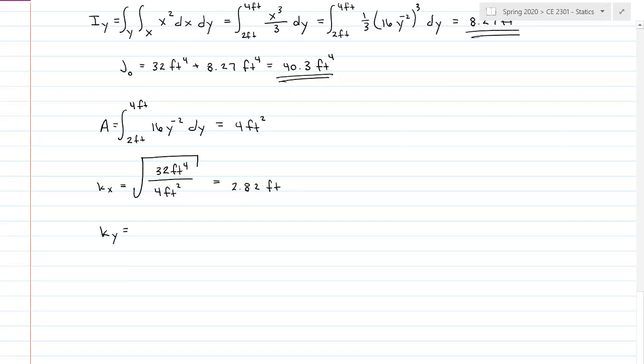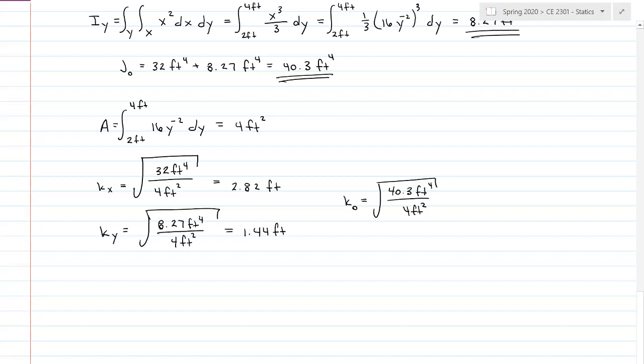Ky is equal to the square root of 8.27 feet to the 4th divided by 4 feet squared, which is equal to 1.44 feet. And then my polar radius of gyration is the square root of 40.3 feet to the 4th divided by 4 feet squared, and that is equal to 3.17 feet.